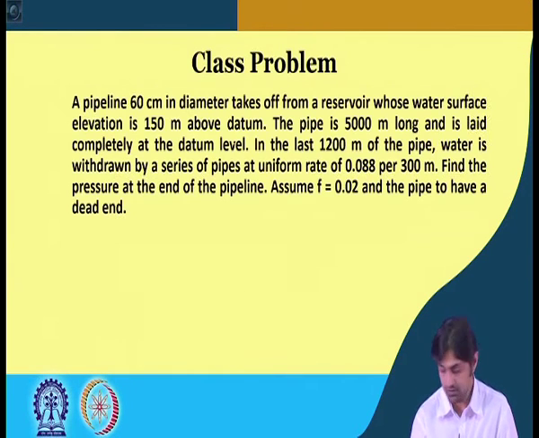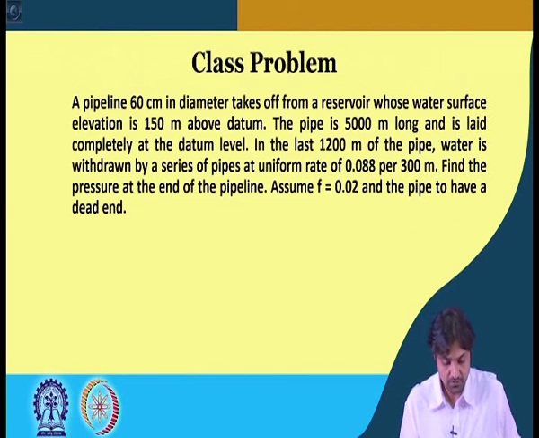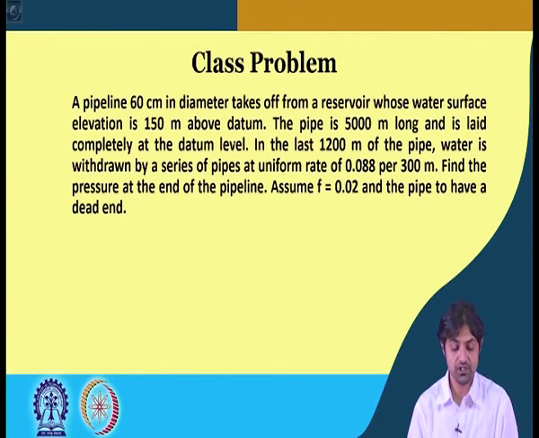Now let's solve a question so that gives us more confidence. This question is about major and minor losses mainly. It says that a pipeline of 60 centimeter in diameter takes off from a reservoir whose water surface elevation is 150 meter above the datum. The pipe is 5000 meter long and is laid completely at the datum level.